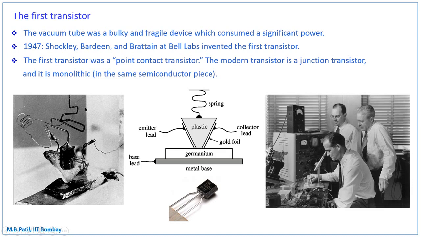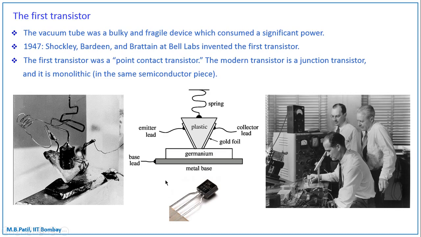This is a picture of the first transistor, and this shows its schematic diagram. So this triangle that we see over here is actually a piece of plastic, and on both sides we have a gold foil. One is the emitter and the other one is the collector, and this whole structure is pressed on this semiconductor. In those days it was germanium, and this way a point contact was made between this emitter and the germanium, and also between this collector and this germanium. This semiconductor was called the base, and that is how we have this emitter, base, collector, transistor structure.